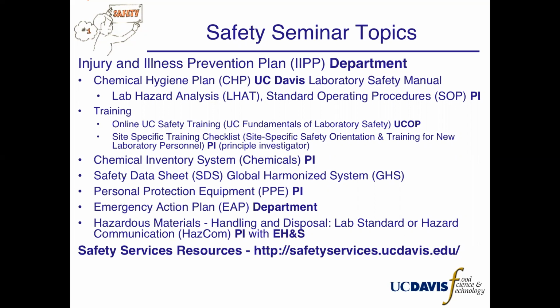Chemical Inventory System, which uses the online tool called Chemicals. Safety Data Sheets, or SDSs, how to read them, and the globally harmonized system of labeling hazards. Personal protective equipment, which is provided by the PI. The Emergency Action Plan, which is provided by and specific to the department. And handling and disposal of hazardous materials in accordance with the laboratory standard or the hazard communication standard. The Safety Services website contains many resources for all of these topics.